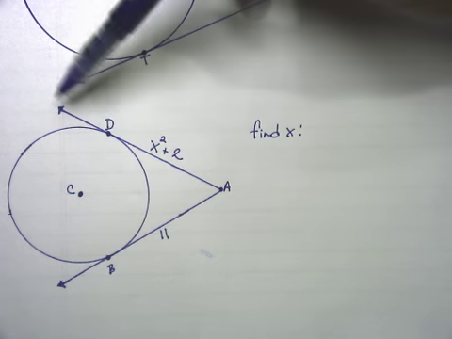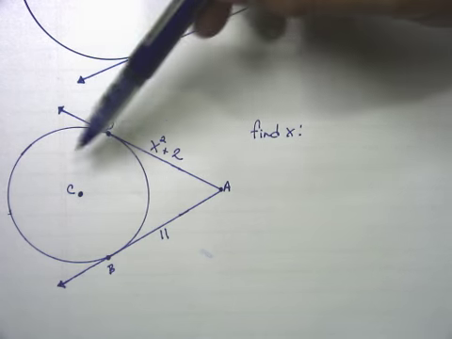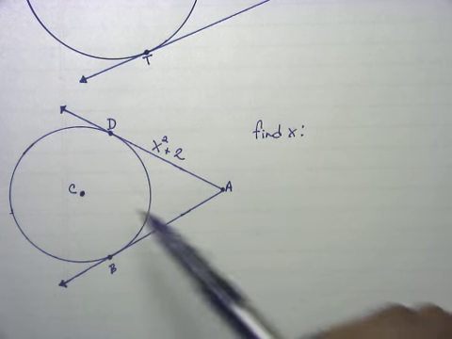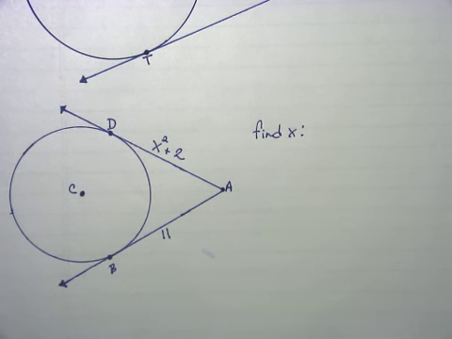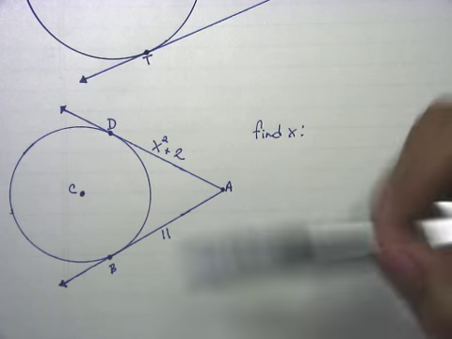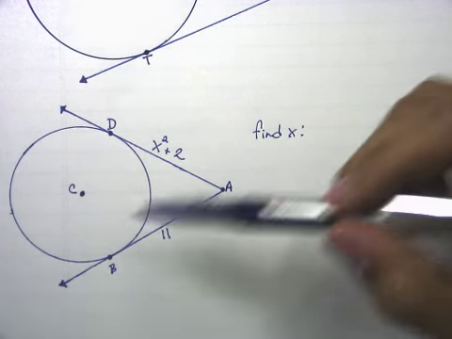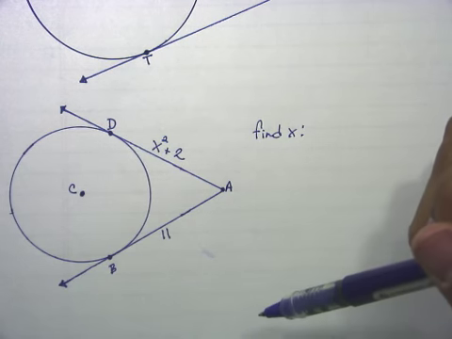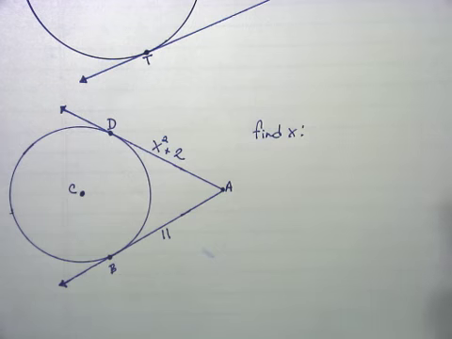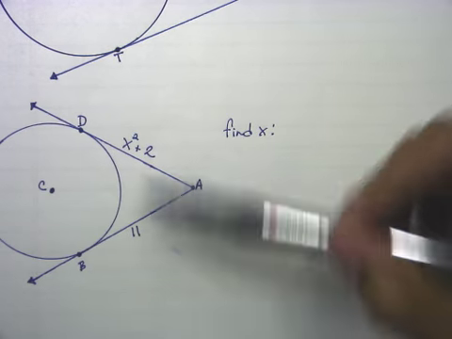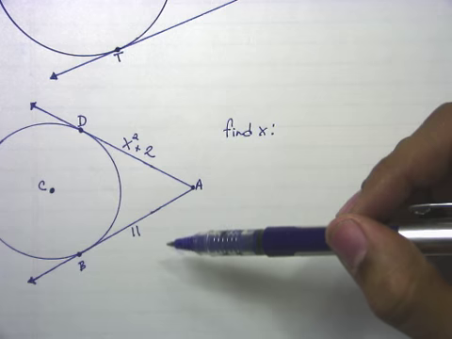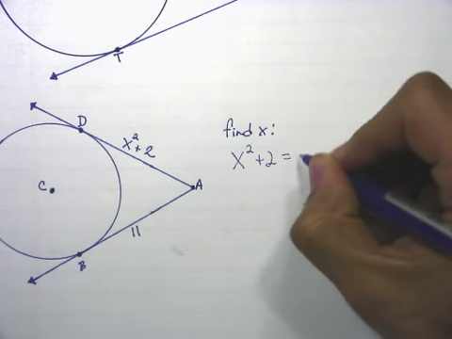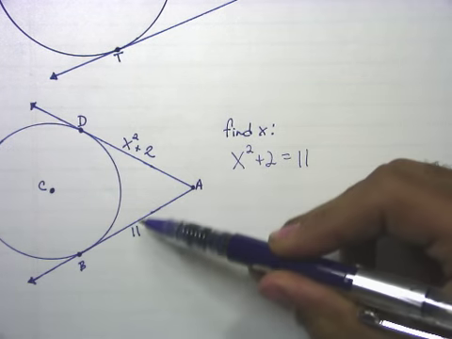Let's look at an example. Here, I have an exterior point A. Line AD is tangent to circle C. Line AB is tangent to circle C. If both of these lines are tangent to circle C from point A, then they must be congruent. And if they are congruent, then we can find X.